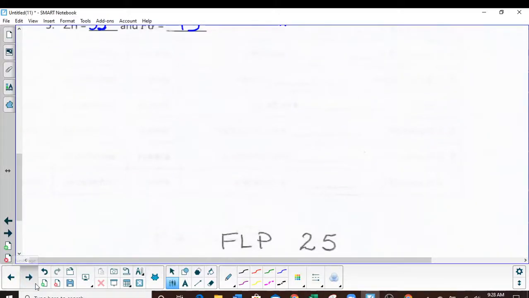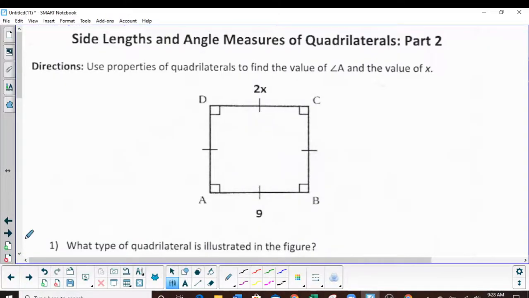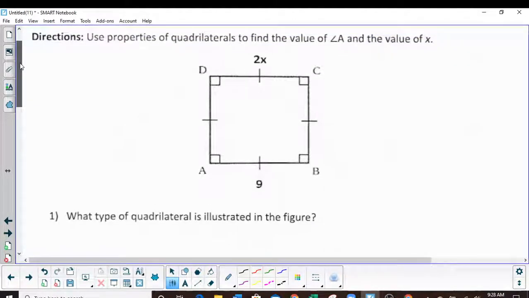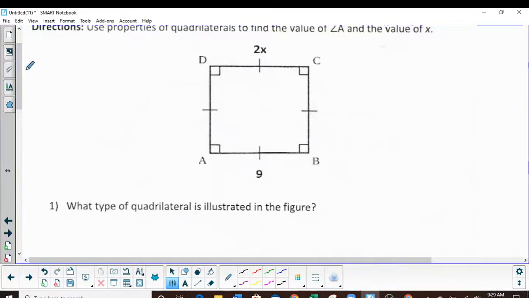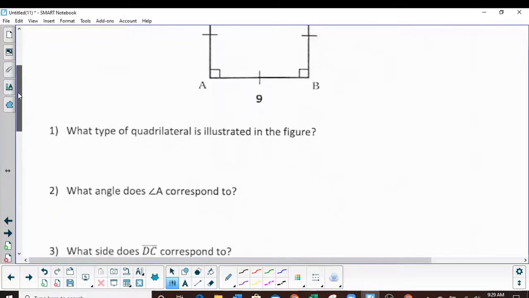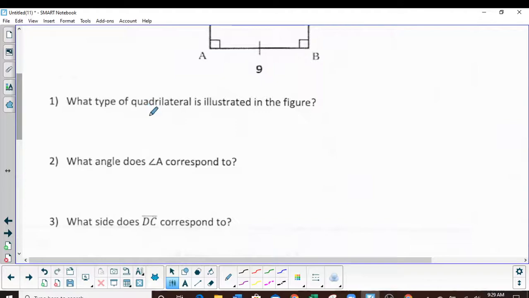Okay, hey, let's jump to 26. I think we got time to knock that one out too. It's not too bad. Very similar to what we just did, we got a different figure this time, okay? So it says side lengths and angle measures of quadrilaterals part 2. Use properties of quads to find the value of angle A and the value of X. Well, look, they got 2X, so they're probably going to end up giving us an equation here, which is no big deal. What type of quad is this? Everybody recognizes that that's a square.